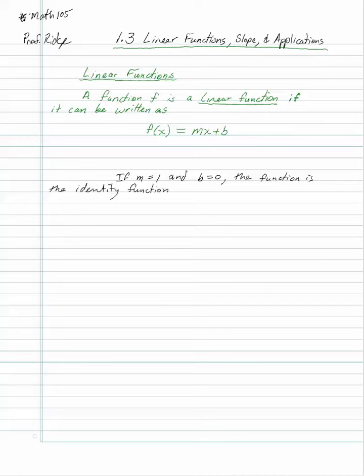And that should be real familiar to you, right? That's the slope-intercept form. So it's the same idea where m is slope and b is the y-intercept, the y-coordinate of the y-intercept. And they're constants, they're numbers.